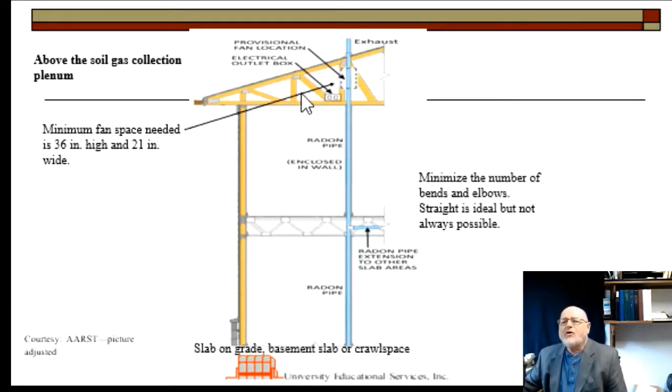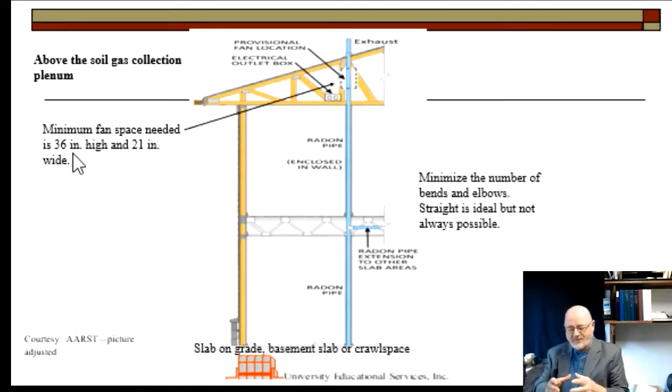But let me further go on and point out that the problem that we have witnessed a few times is leaving enough space for the fan through the attic. In many cases, it's going to be placed in the attic, and you have to leave enough space. So you see here it says minimum fan space needed is 36 inches high and 21 inches wide. You need that amount of space or more to install the radon exhaust fan.